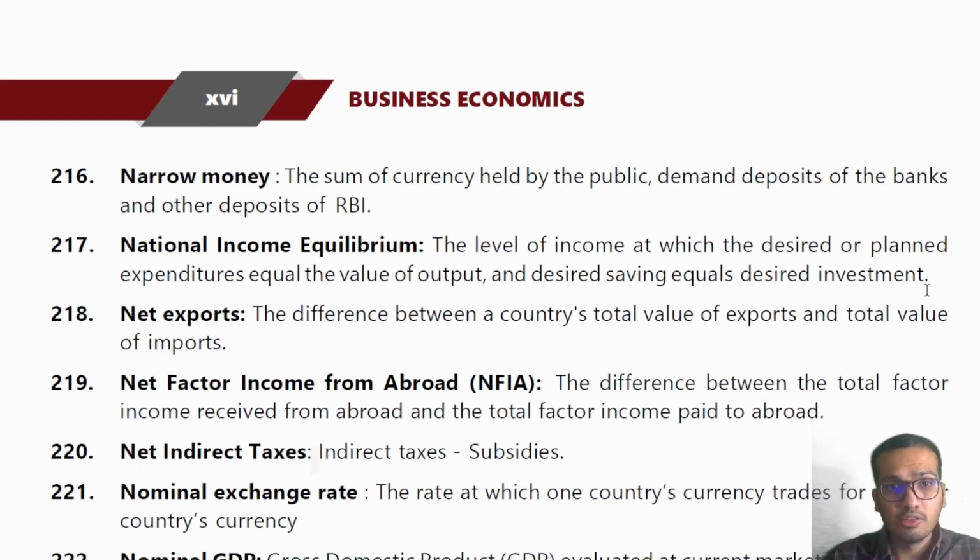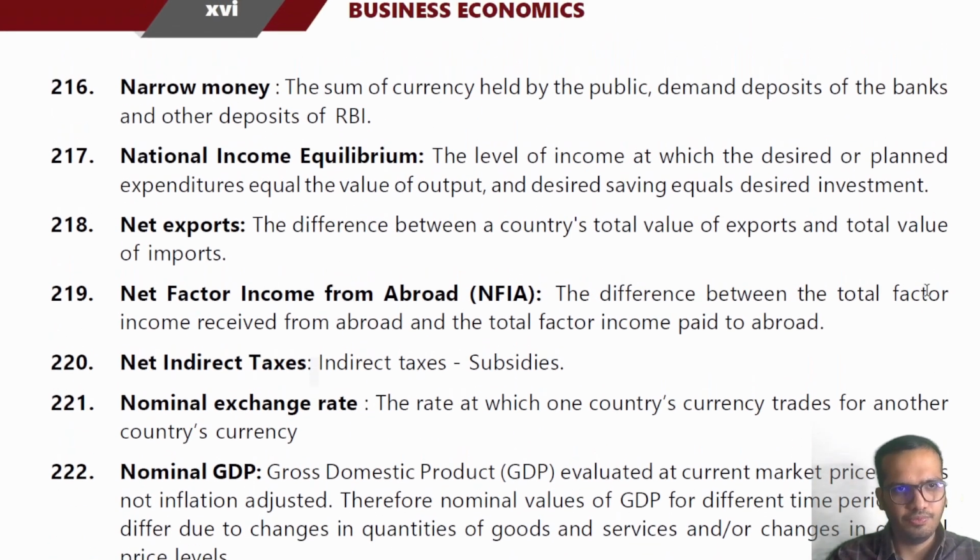Then comes number 216, narrow money. So the sum of currency held by the public, demand deposits of the bank and other deposits of RBI. Then comes number 217, national income equilibrium. So the level of income at which the desired or planned expenditure equals the value of output and desired saving equals desired investment.